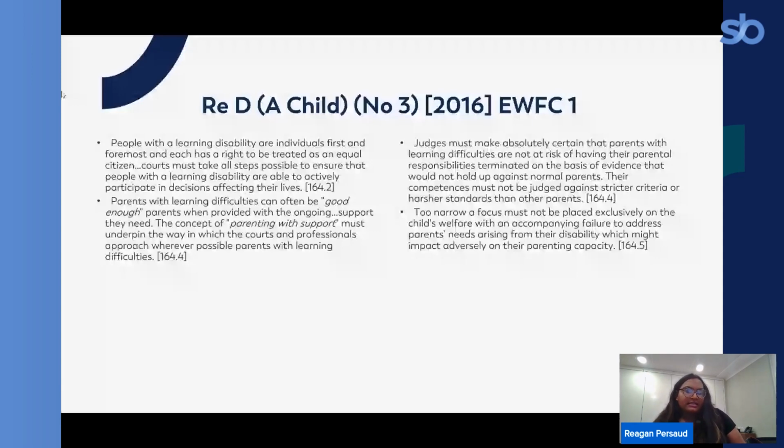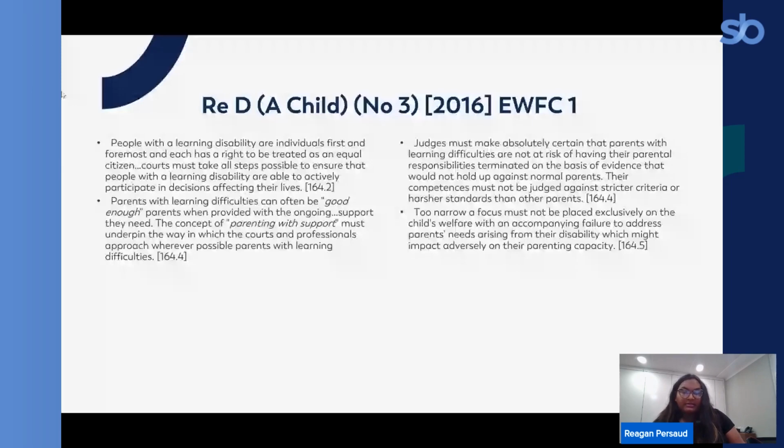We often see in these types of cases a comment thrown around. It's called substituted parenting. And social workers and guardians will often say parents with learning difficulties can't care because it would amount to substituted parenting. Now, Mumby and Gillian J both raise this point of parenting with support, and it is contrasted in the case law, the difference between parenting with support versus substituted parenting.